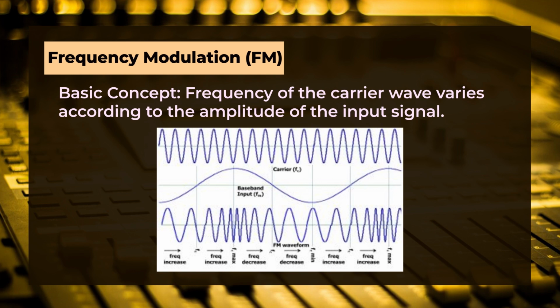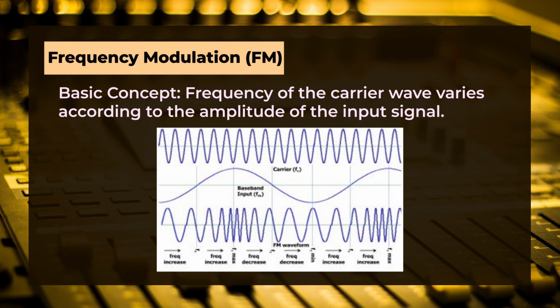To illustrate, let us imagine a carrier wave with a constant frequency. In FM, as the amplitude of the input signal increases, the frequency of the carrier wave increases. And as the amplitude of the input signal decreases, the frequency of the carrier wave decreases. This frequency variation effectively encodes the input signal onto the carrier wave.